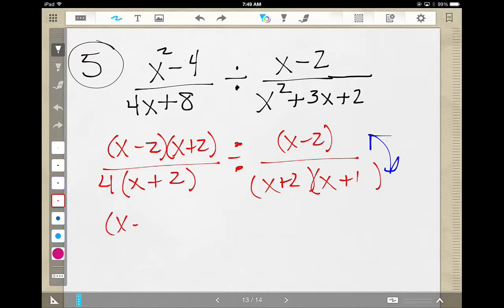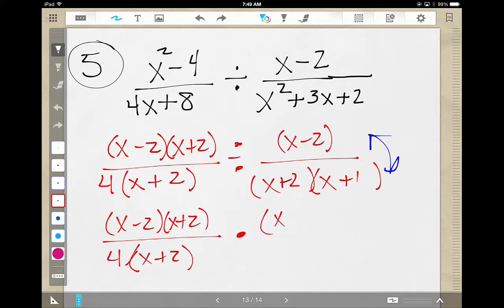So the first one doesn't change. x minus 2 times x plus 2 over 4 times x plus 2 multiplied now by the reciprocal. So the x plus 2 and x plus 1 are now in the numerator, and the x minus 2 is in the denominator.